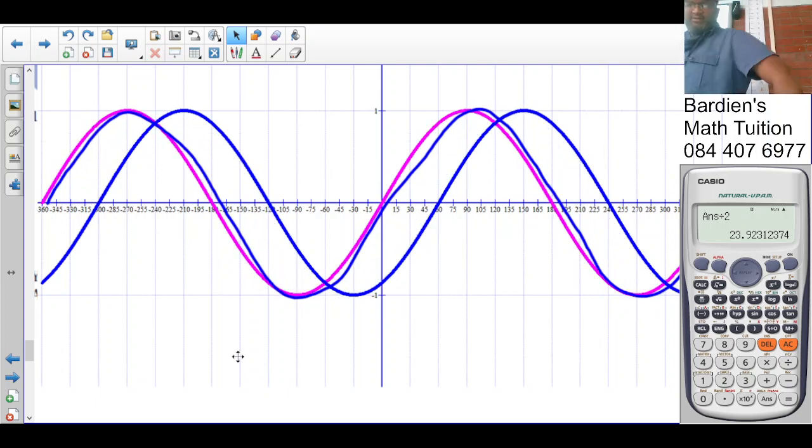Okay. You can make that note there. For sine x, as it shifts to y equals sine x minus 60, the graph moves 60 degrees to the right. We're looking at the 45 degree. Let's take that out now.